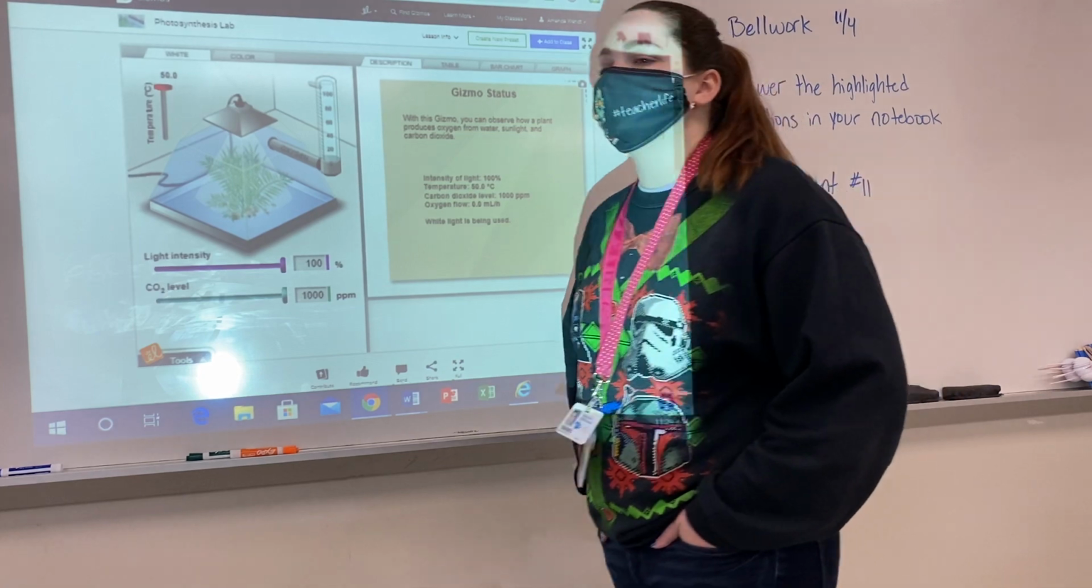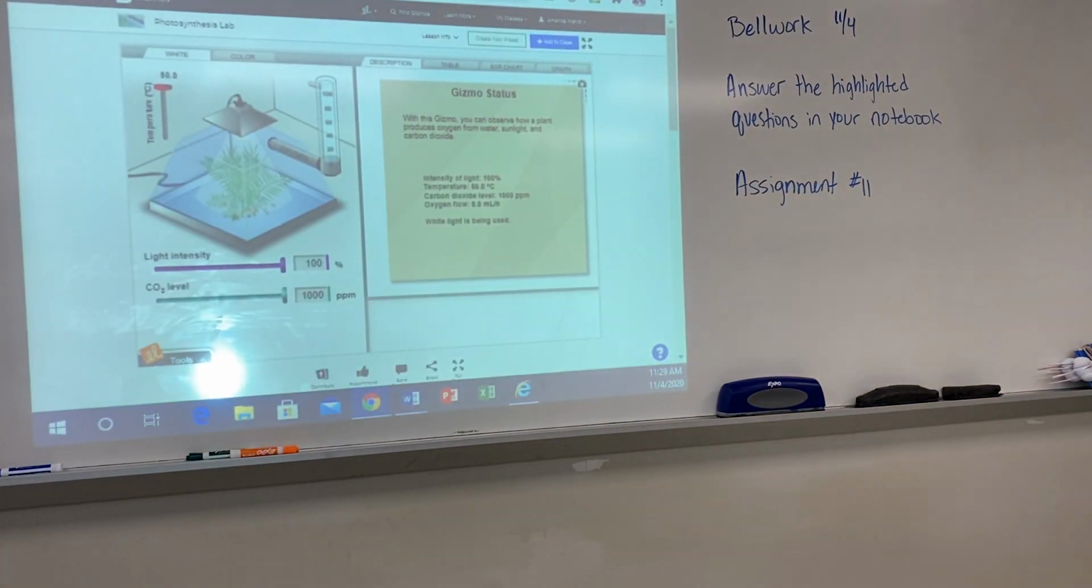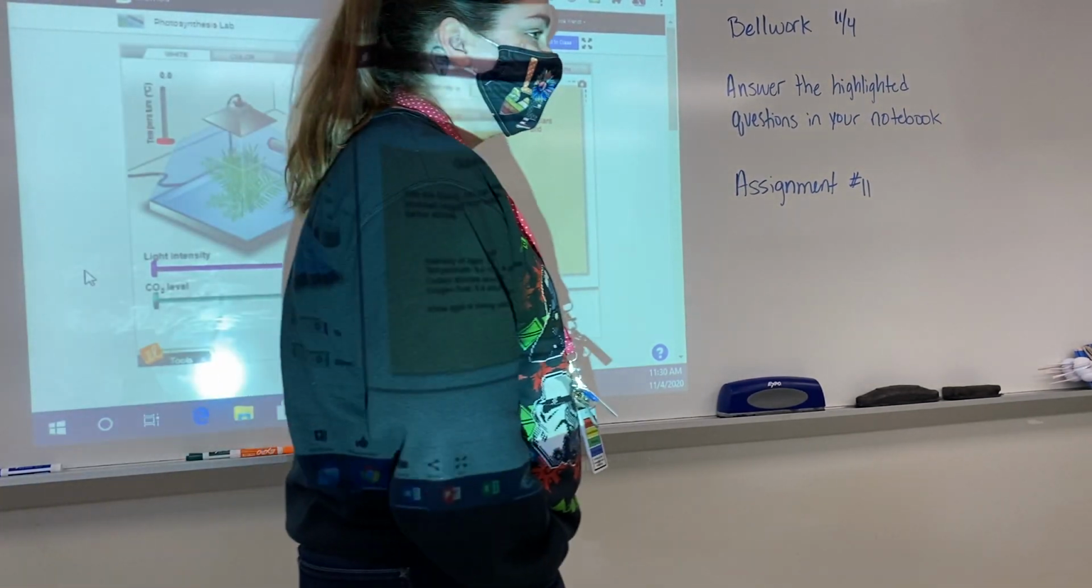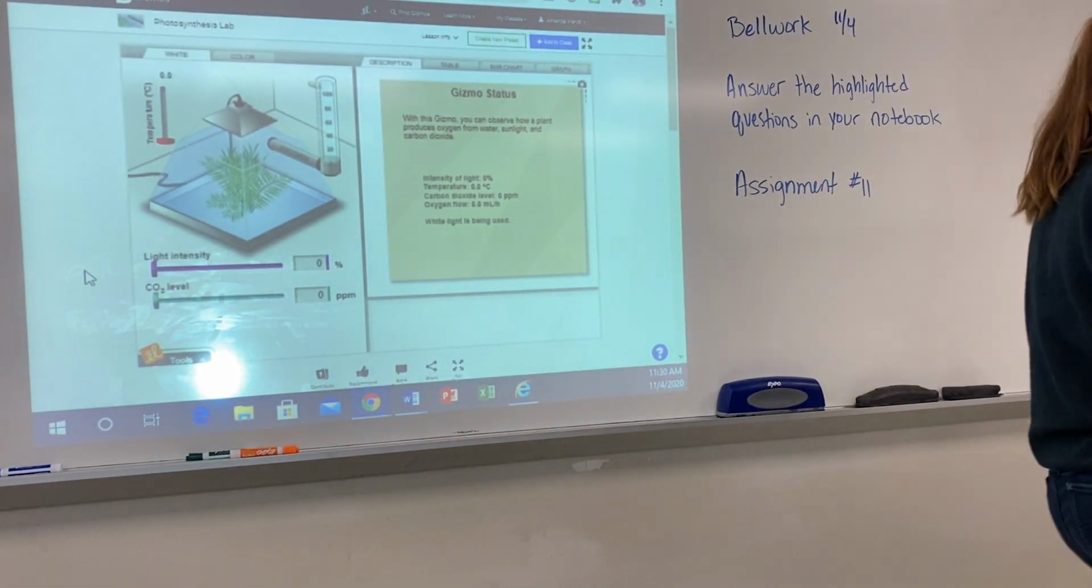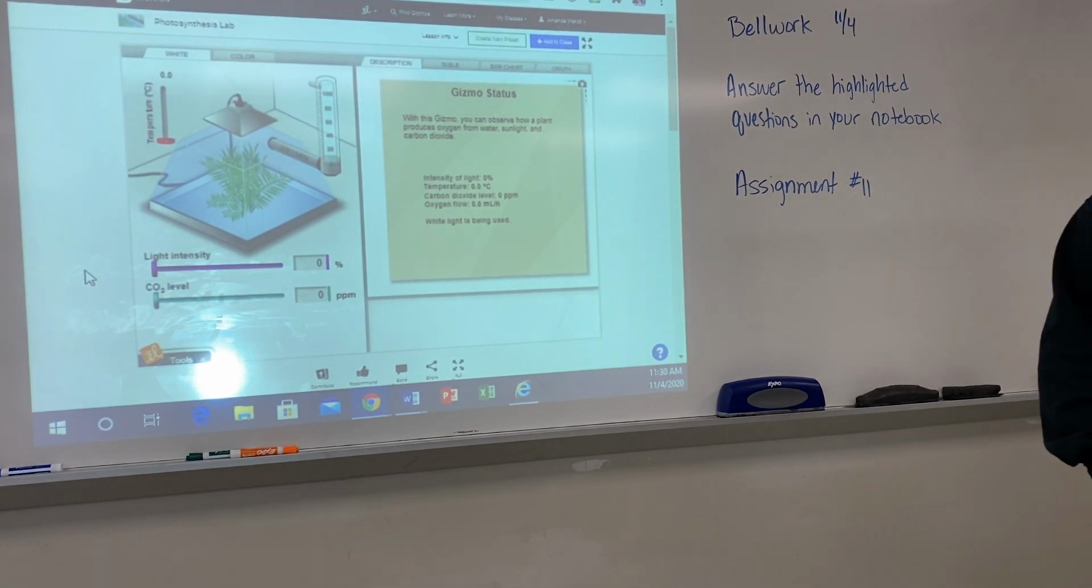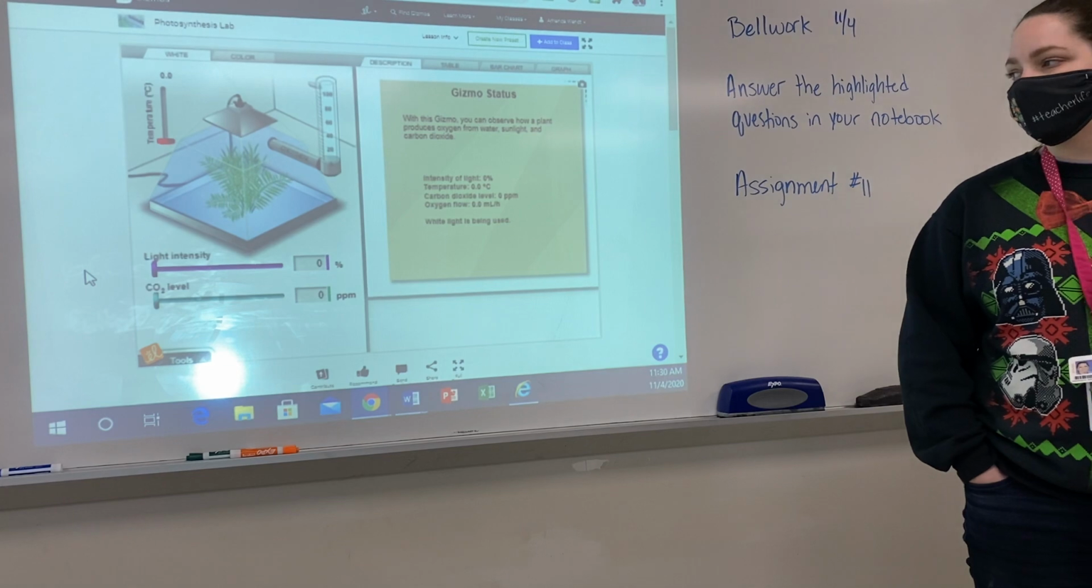All right, so that's if we take those numbers to the high extreme. So let's see what happens if we take those numbers to the low extreme. So let's bring down our temperature, bring down our light intensity, and our CO2 levels. What is happening to our plant in this scenario? Same thing. So yes, your plant is not going to produce oxygen, so you are not going to undergo photosynthesis if you do not have some amount of temperature, some amount of light intensity, and some amount of CO2.